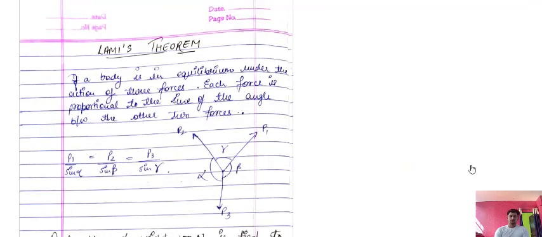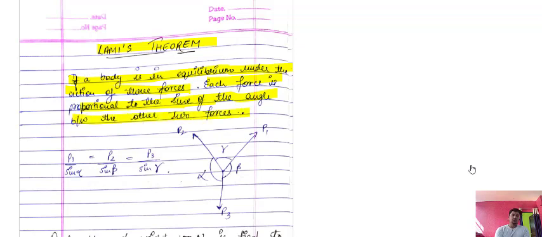Now we come to the next topic, that is Lamy's theorem. So what is Lamy's theorem? Lamy's theorem says that if a body is in equilibrium under the action of three forces, okay, we are talking about three forces. When any body is in equilibrium under action of three forces, each force is proportional to the sine of the angle between the other two forces.